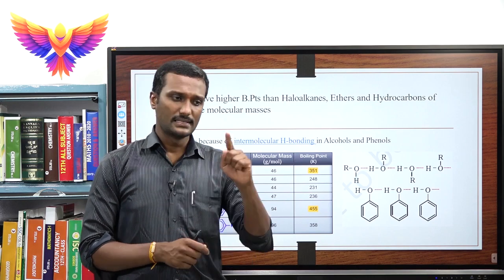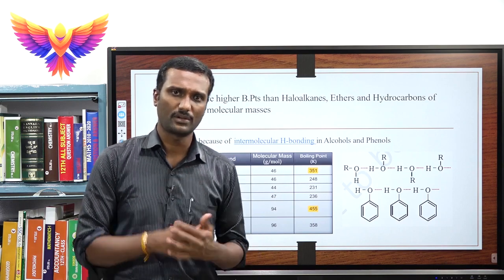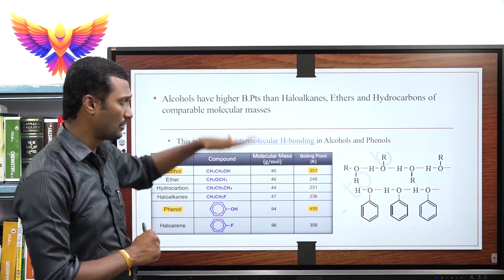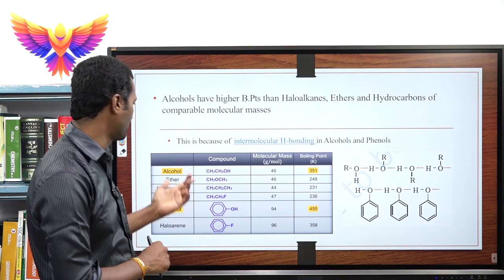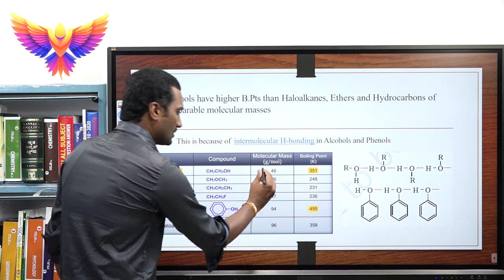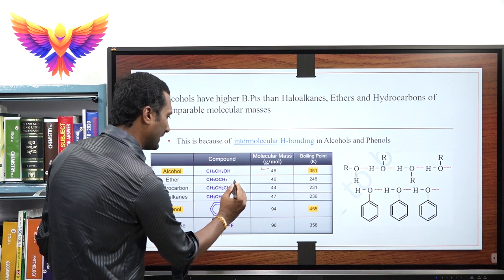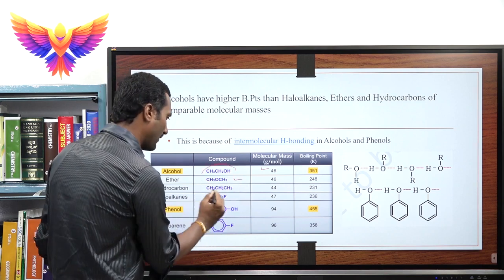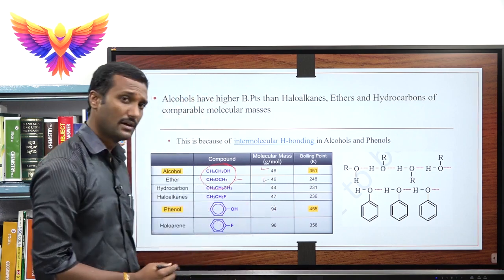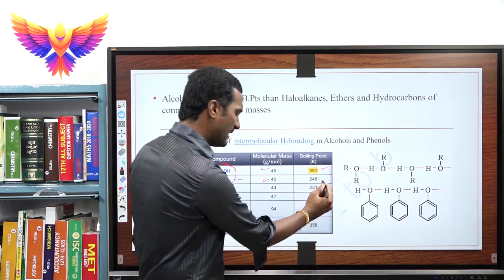C2H5OH is the alcohol, CH3OCH3 is the ether. Both have the same number of carbon atoms and the same number of oxygen atoms, hence they have comparable molecular masses. They have shown the boiling points. You can observe, initially I have taken the alcohol, whose molecular mass is 46. So 46 is ethanol, and again the same for ether. Both have the same number of carbon atoms and oxygen atoms, hence the molecular mass is the same. But here you can observe the boiling point of alcohol is more than ether.